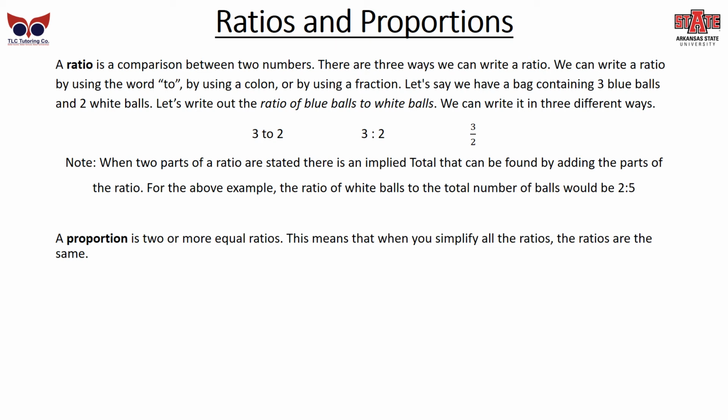Now, when two parts of the ratio are stated, there is an implied total that could be found by adding them together. For example, the ratio of white balls to the total number of balls would be 2 to 5. Didn't say there were 5 balls, but we can infer this, right? And a proportion just means you have two ratios that are equal to each other. That means if you simplified all the ratios down, you would get the same number.